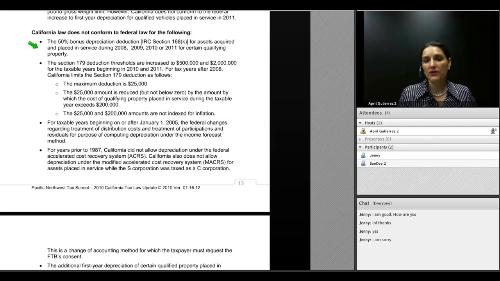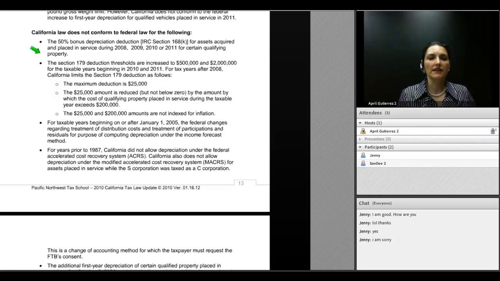And for every year after the year where you claim bonus depreciation on the federal, California may and likely will have the equivalent of a subtraction, because in the early year, federal is giving you more and California is giving you less. And over time, federal will give you less and California will give you more.